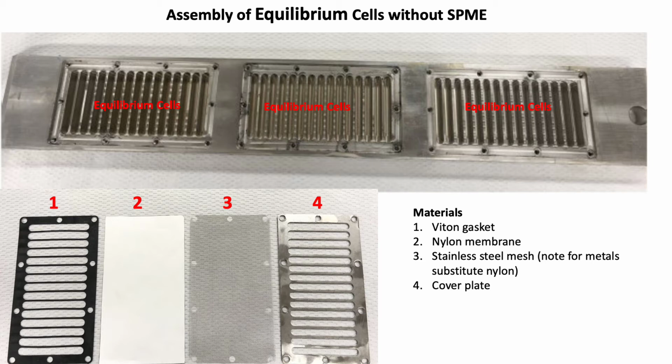So in this case, again, we have the equilibrium cells, in which the cells are filled with bromide solution. We have the materials: the Viton gasket, the nylon membrane, the stainless steel mesh, and a cover plate. The difference is that there's only one stainless steel mesh, because the second stainless steel mesh with the SPME fibers is not required for this type of study.